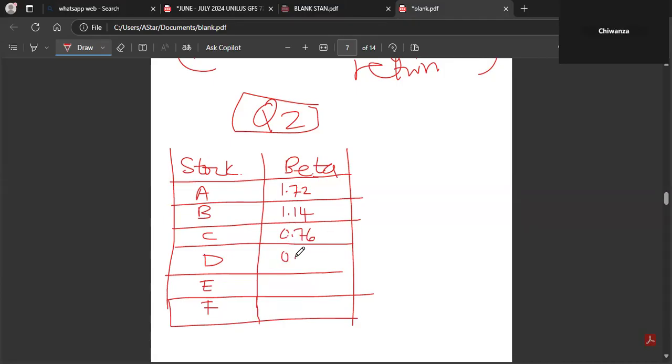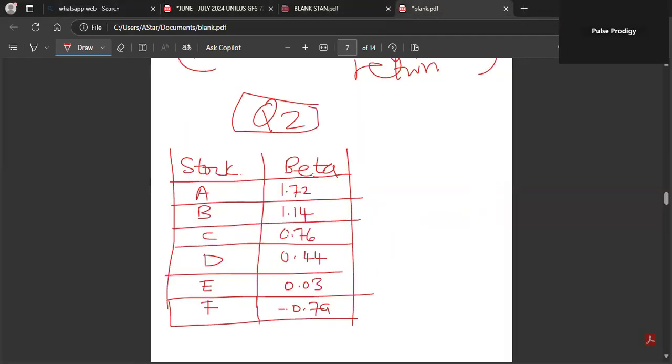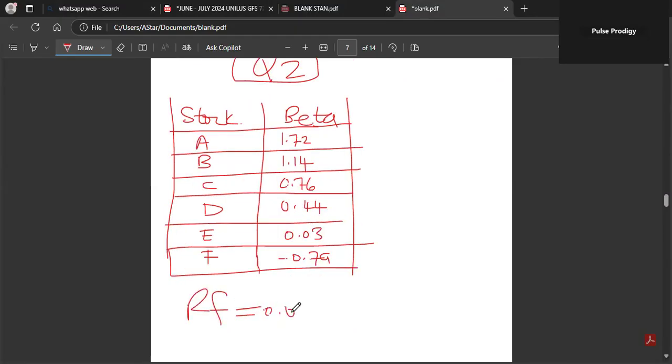Okay, so 0.44, then 0.03, negative 0.79. From here, they have told us that the risk-free rate is 8%, and the return of the market is 0.14. So our risk-free rate is equal to 0.08, and the return of the market is equal to 0.14.